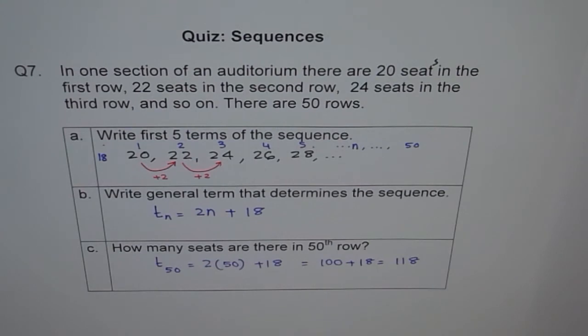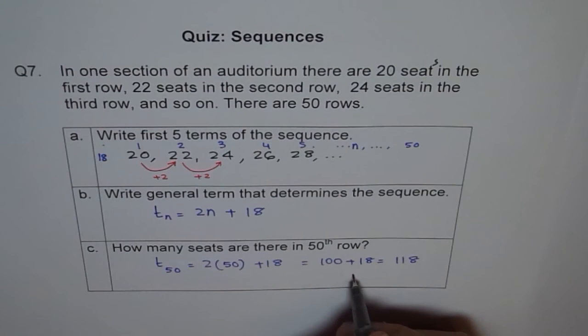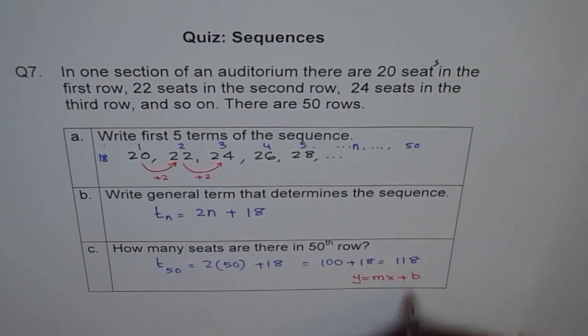Correct? So what do you learn here? You learn that if there is a linear sequence, in that case, the formula to use is, let me write here in a box, y equals mx plus b. Okay? Where b is kind of the y-intercept when x equals 0. Okay? Great. I hope you learned from this and you can solve such problems very easily.